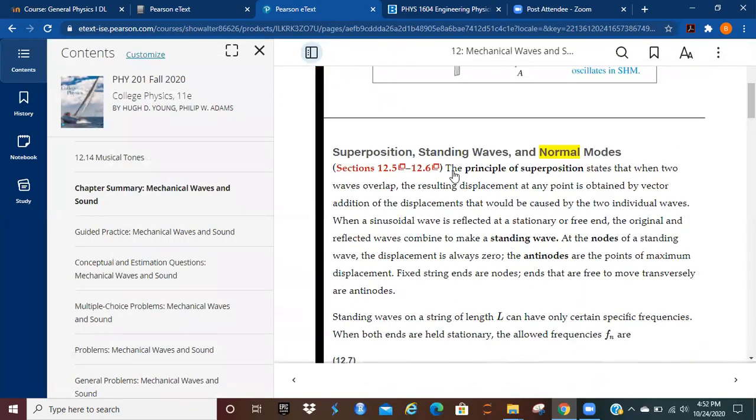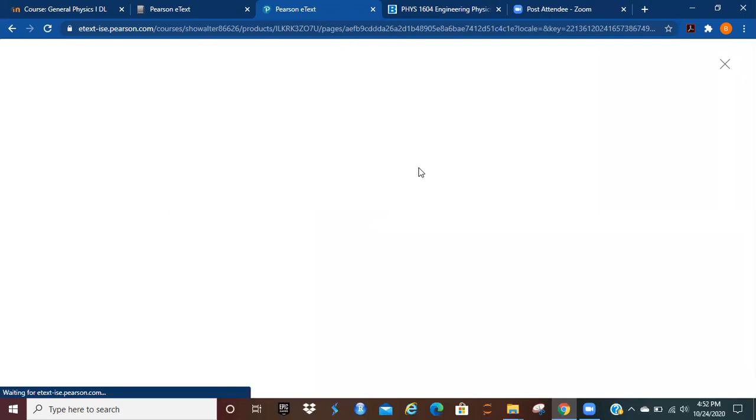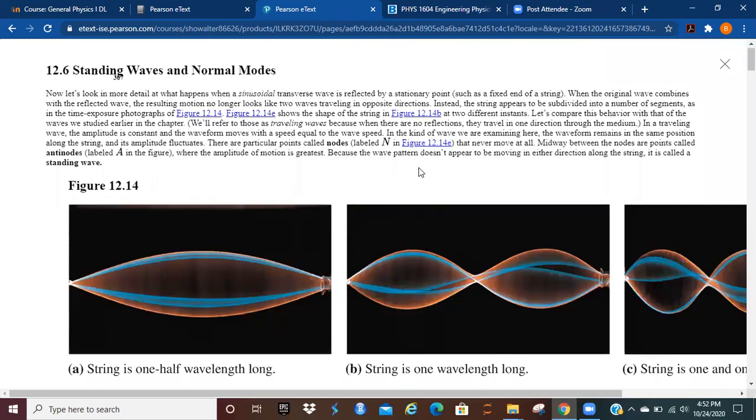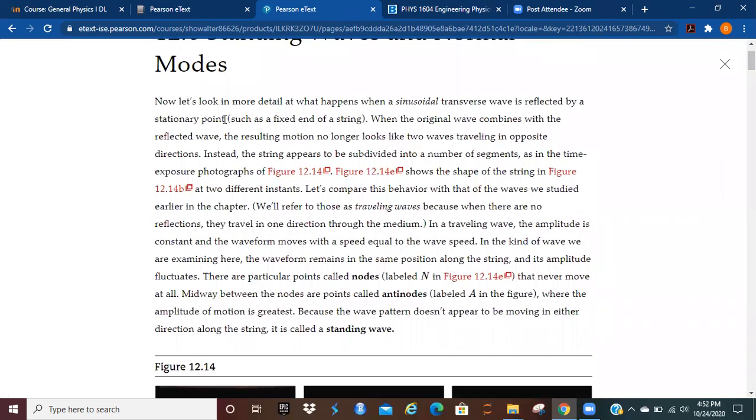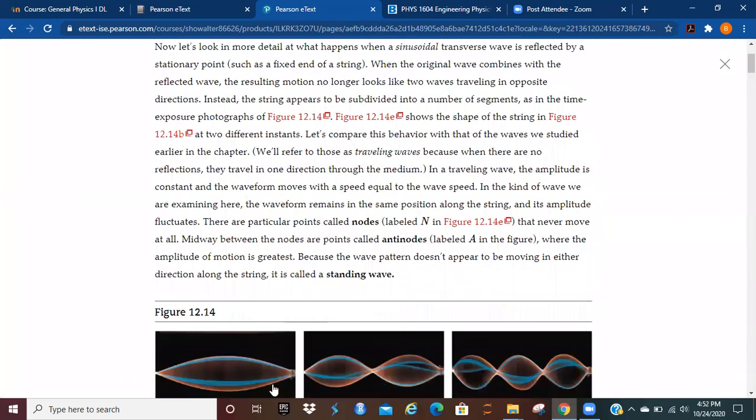So now let's go to section 12.6. We're going to look a little bit more in detail at what happens when a sinusoidal transverse wave is reflected by a stationary point, like a fixed end. When the original wave combines with the reflected wave, the resulting motion no longer looks like two waves traveling in opposite directions. Instead, the string appears to be subdivided into a number of segments, as you can see here with the time-exposed photographs.